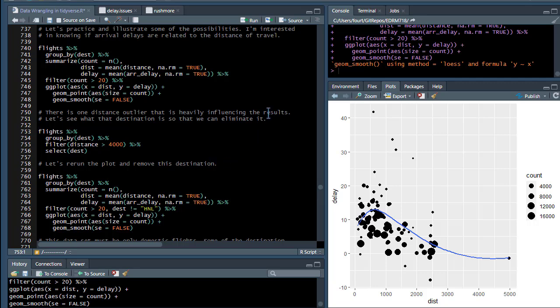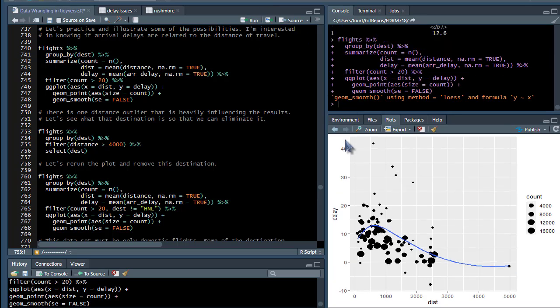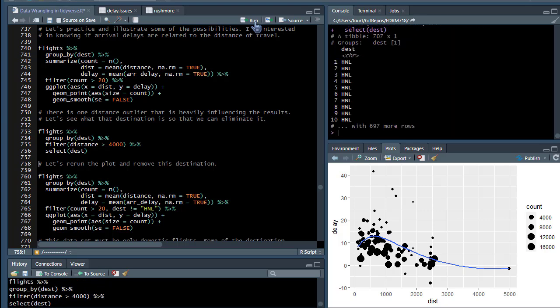And so we're going to look at this. This data set, by the way, I should have told you this before, is only for domestic flights. So I bet you can guess what this one is here over 4,000 miles. But let's take flights, group by destination, filter the distance to be greater than 4,000 miles, and select the destination. That should narrow it down for us. Let's try it. It's Honolulu.